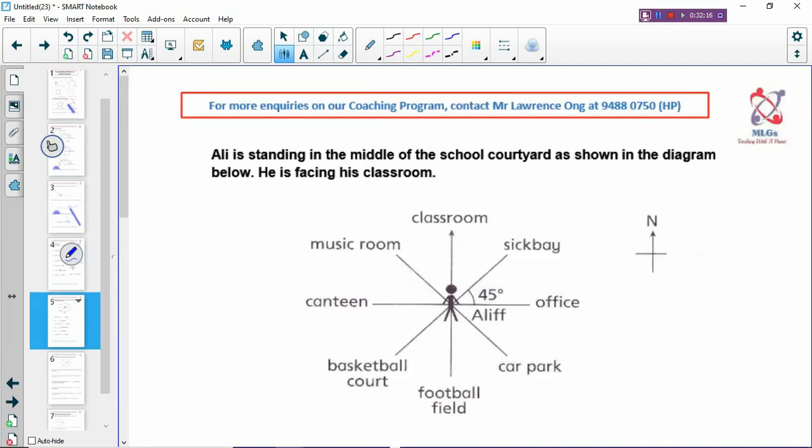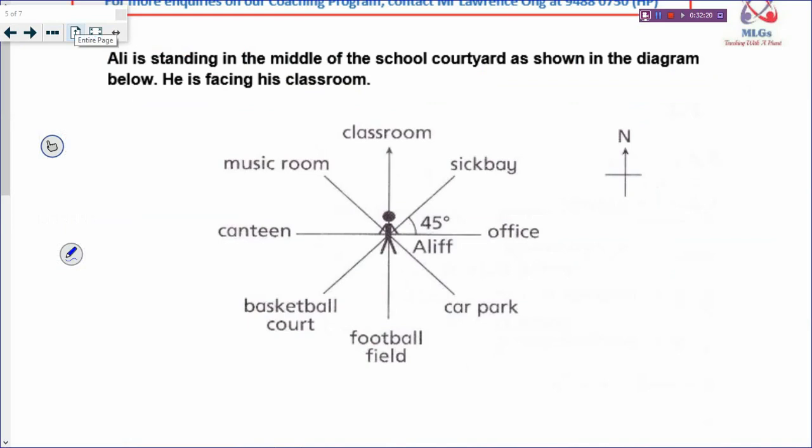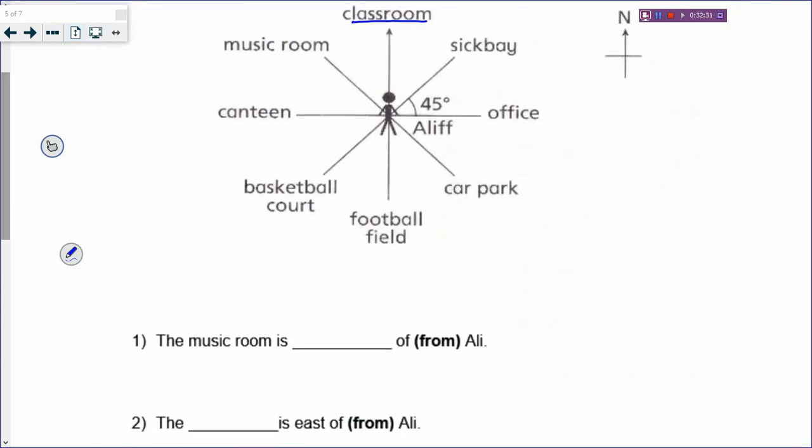Okay, now this part is very important. You will see that in your PSLE. All right, of course in P4 as well. Ali is standing in the middle of the classroom. He is facing the classroom, so he's facing here. Okay, now the music room is what of Ali.